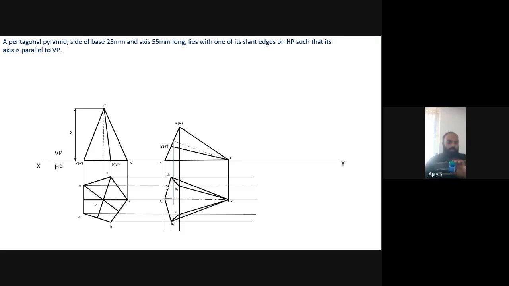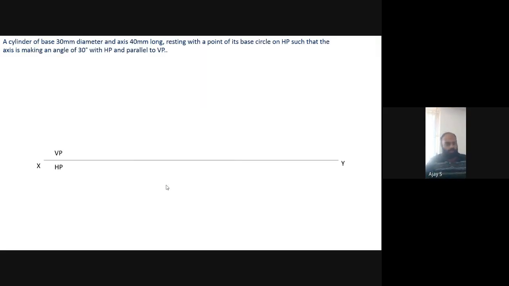Okay. So the next problem we have is a cylinder, axis parallel to VP and inclined to HP. It has a base of 30 mm, so 30 mm will be on top and bottom, and it has an axis of 40 mm, so 40 mm will be the height. Resting with a point of its base. Okay, first diagram will draw.